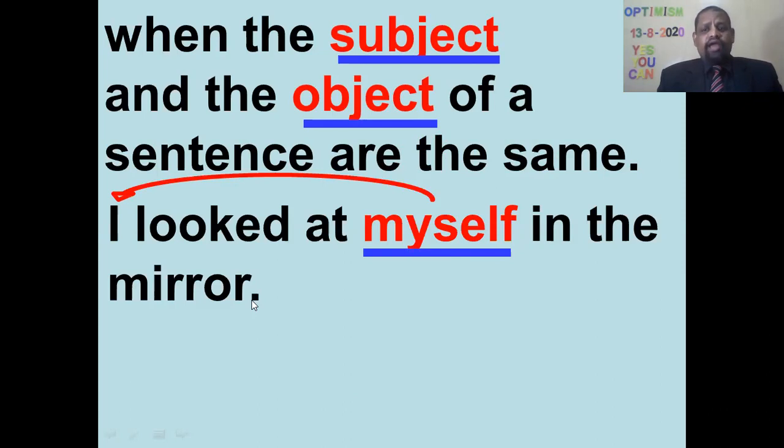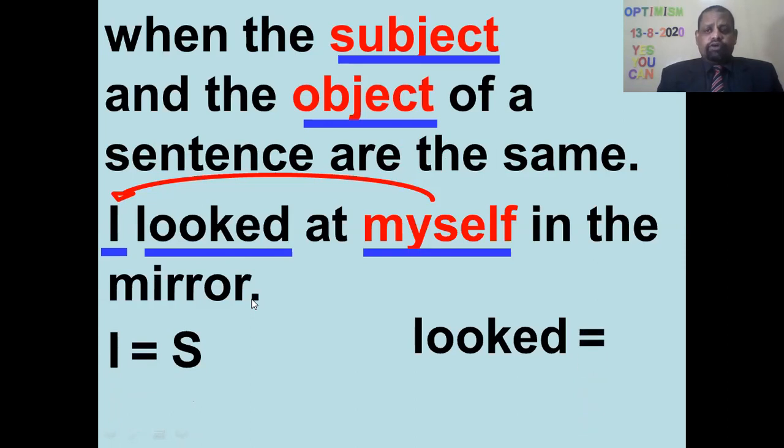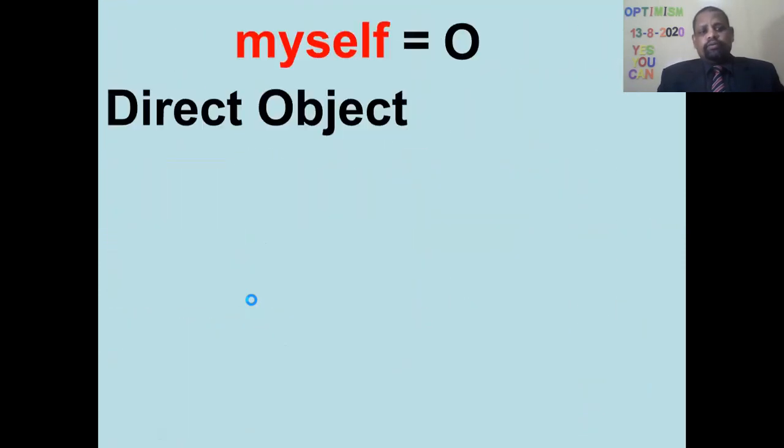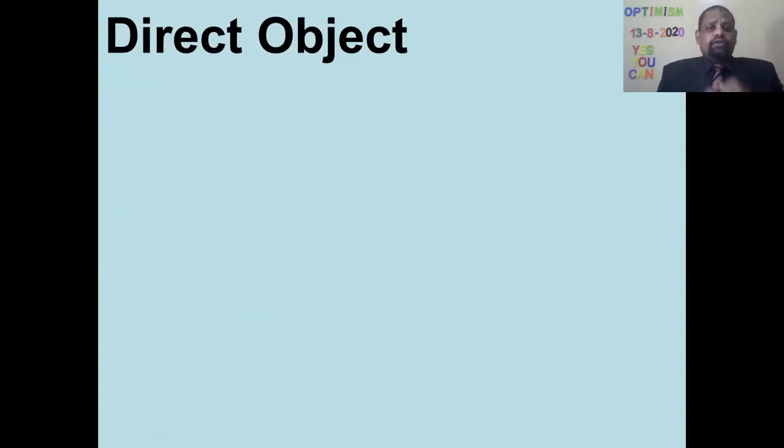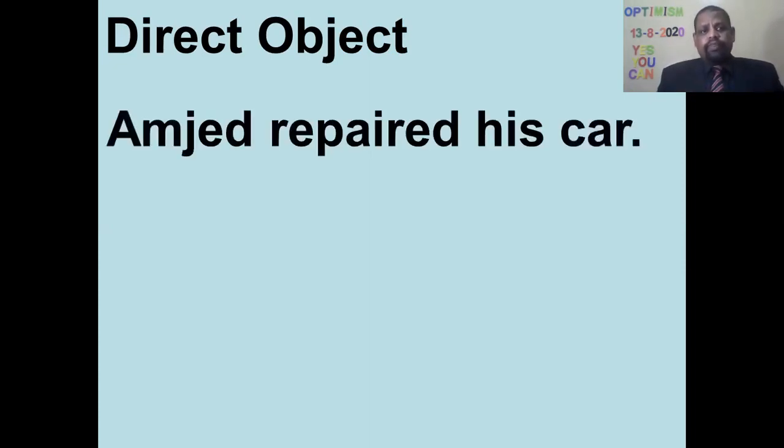It reflects back to I, as I mentioned. I is the subject, looked is the verb, myself is the object. Moving on. Before we move, I'd like you to understand what we mean by direct object and indirect object. I hope you know what we mean by subject: who does the action, you know the verb, what is the action, and who receives the action of the verb. We have direct object and indirect object. Read this sentence, please.